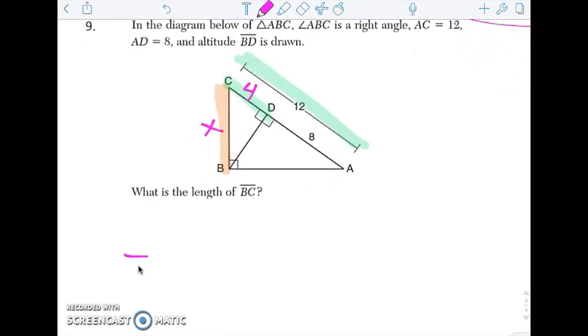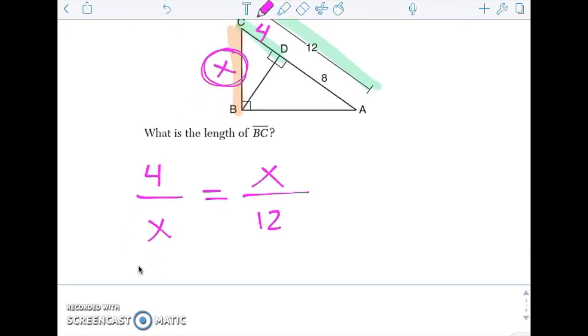And so when I do that, I get my proportion. The one that is its own color is going to repeat. It's the geometric mean, one on the bottom, one on the top. And the other two will go in this other place. So here I get x squared equals 48. Square root both sides, so x equals radical 48.